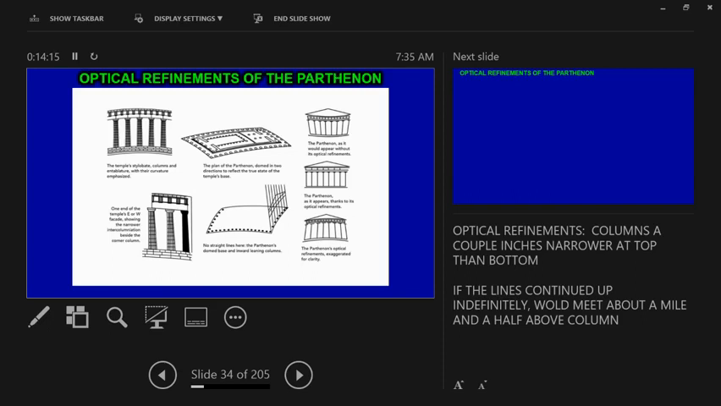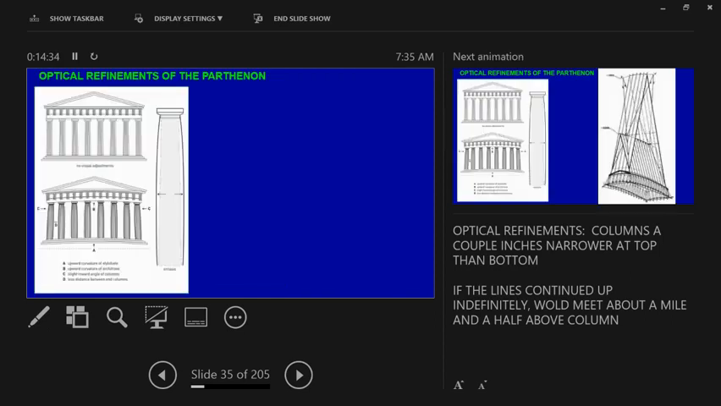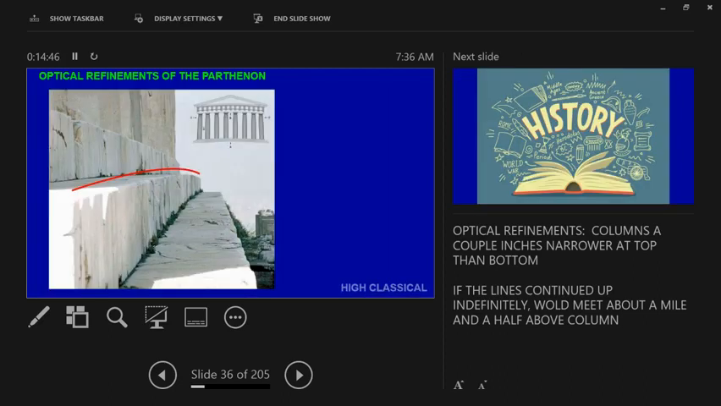And that is because if you are looking at the temple, they look like they bow outwards. So to compensate, they made them bow slightly inwards so that they look like they go straight up and down. That's an optical refinement. And then the columns themselves bow out a little bit because if they were straight, they would look like they bowed inward. And then the other optical refinement is here on the steps. It slightly goes up in the middle.